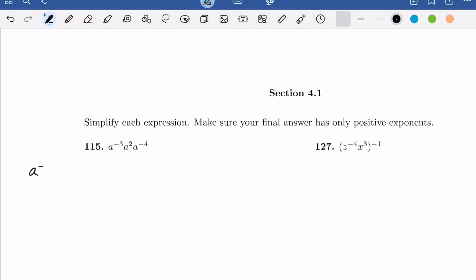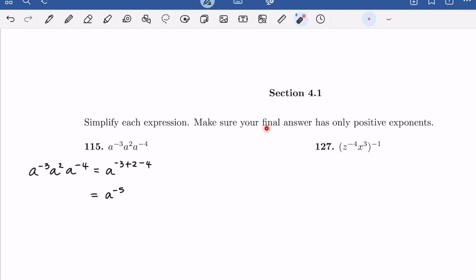So we have a raised to the negative third times a squared, just rewriting this expression. This is going to be the same thing as our base a raised to negative 3 plus 2 minus 4. So we're just taking the sum of all of these exponents. This is going to give us a raised to the negative fifth power.